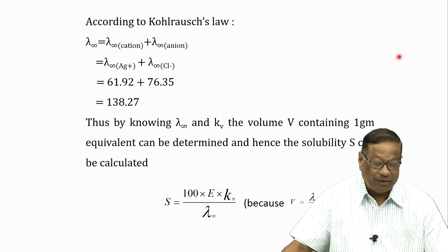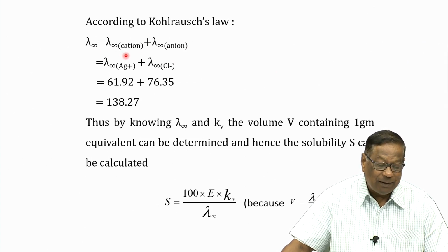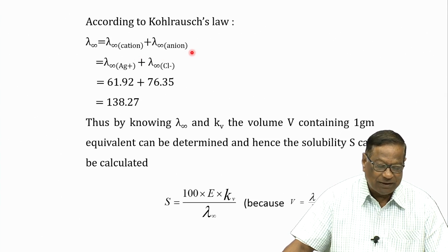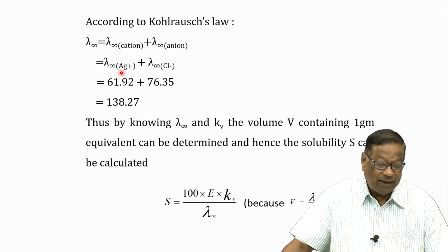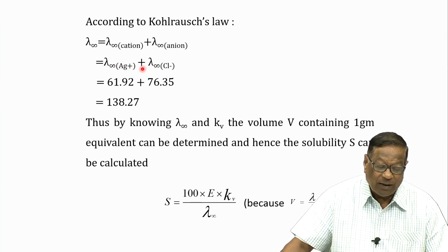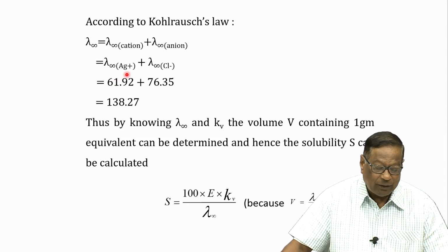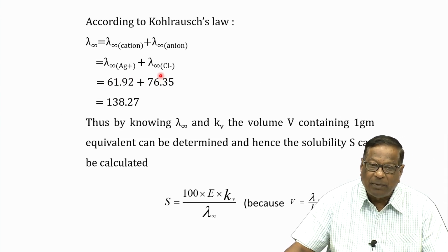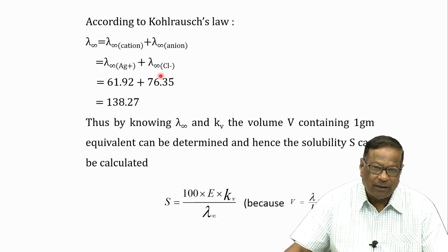of conductance measurements. According to Kohlrausch law, lambda infinity is nothing but the lambda cation plus lambda anion contribution. So, if I take AgCl, I can write lambda infinity, that is specific conductance at infinity, of silver ion Ag plus and lambda infinity of Cl minus. Okay. So, this number is known from the previous table which I had already shown you, the specific conductance numbers table.